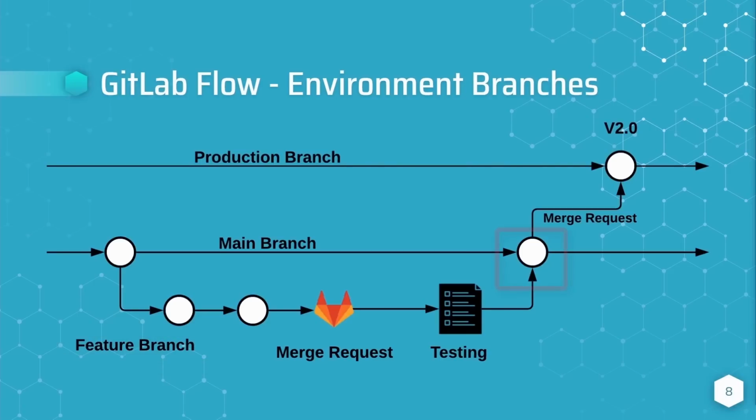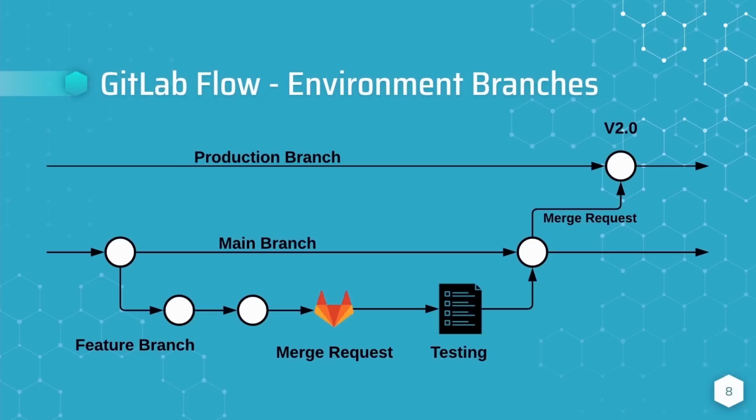You can think of merging a feature branch into the main branch as deploying your changes to a staging environment. Once changes have been verified in the staging environment, they can be promoted to the production branch. You can have multiple pre-production environment branches representing various environments in which the changes must be tested before merging those changes into the production branch.